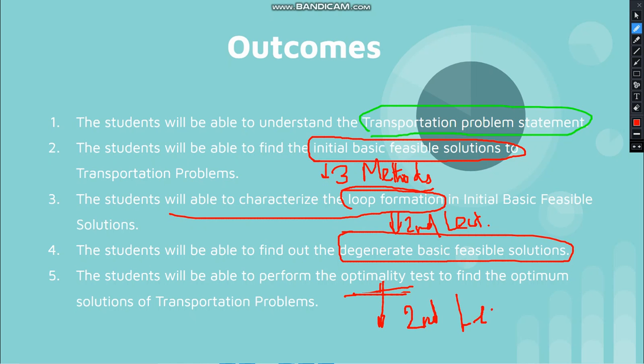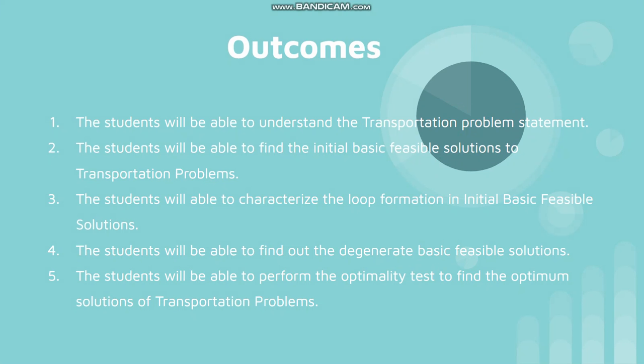In the third lecture we will solve a combined problem. Any transportation problem has to be solved in two steps: first you find the initial basic feasible solution, then you move on to the optimality test. So in the last lecture of this transportation series, we will solve the whole problem, and I hope that will help you understand the whole problem itself. Let us move on to the next slide.